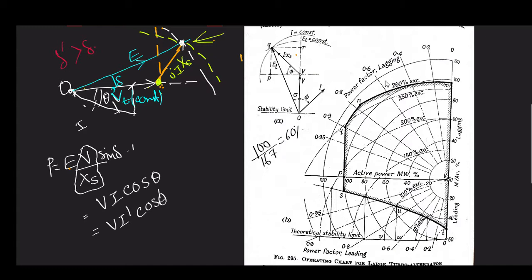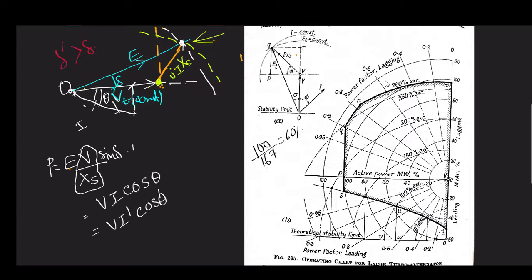Now here, when you do not excite, what would happen? The machine will absorb leading current from the infinite bus bar. For a machine that is totally unexcited, the infinite bus bar will realize that it is feeding a purely reactive load. But how will your generator see it?